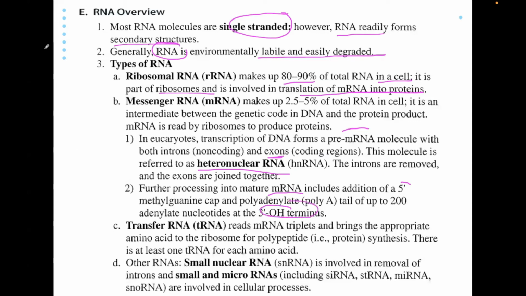Next, your transfer RNA reads your mRNA triplets and brings the appropriate amino acid to the ribosome for polypeptide synthesis. There is at least one tRNA for each amino acid.